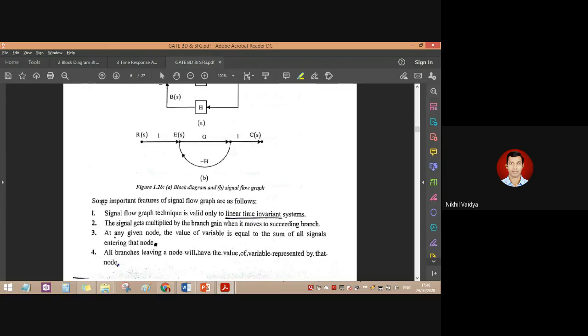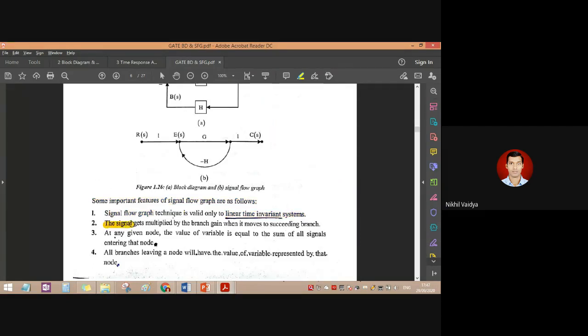Now some important points or features of the signal flow graph. The signal flow graph technique is valid only for LTI systems, that is linear time invariant systems. What is the meaning of linear? The characteristic of that system should be linear. Let's say it depends on parameters y and x, so there should be a linear relationship between y and x. Next, time invariant means it should not change according to variations in time. There only we can apply this signal flow graph analysis.